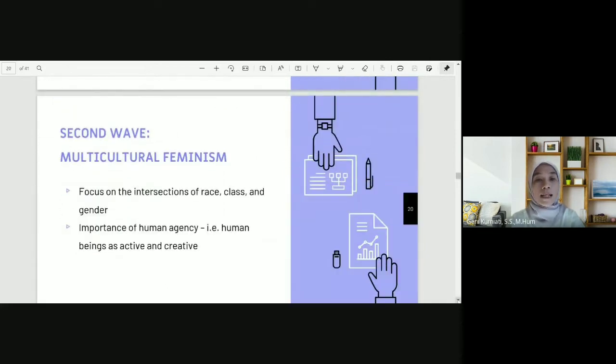Okay, and the second wave, also identified as multicultural feminism, means that this wave focuses on the intersections of race, class, and gender, and the importance of human agency, that human beings are active and creative. It's really interesting because here, women are not only viewed as one, but a woman can have different backgrounds. They have different race, class, and even gender.